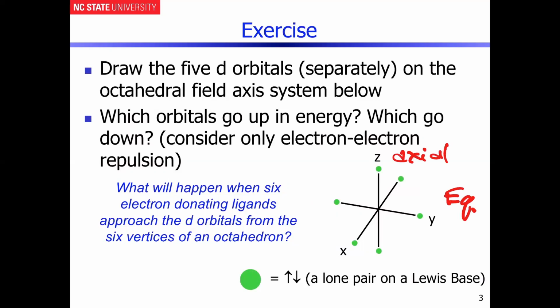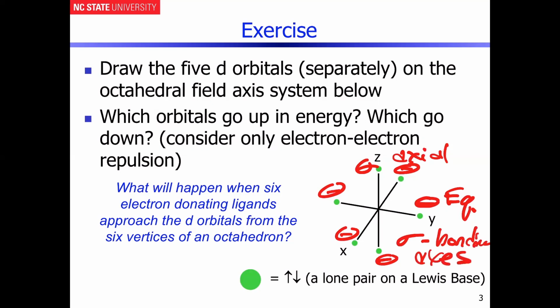Then we're going to figure out which orbitals are going to go up in energy and which might go down in energy as a result of all of these negative point charges interacting with the d orbitals along those particular axes. If you remember, these are really the sigma bonding axes in an octahedral compound. So all the bonding is going to take place along x, along y, and along z. And then we're going to figure out what actually happens as a result of this interaction.